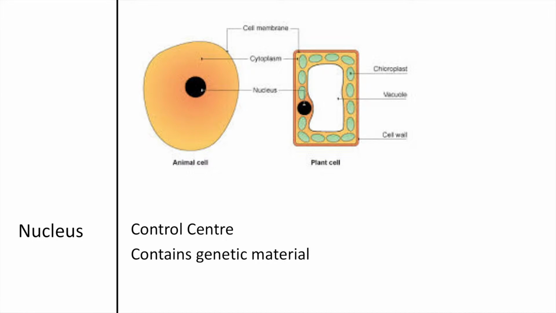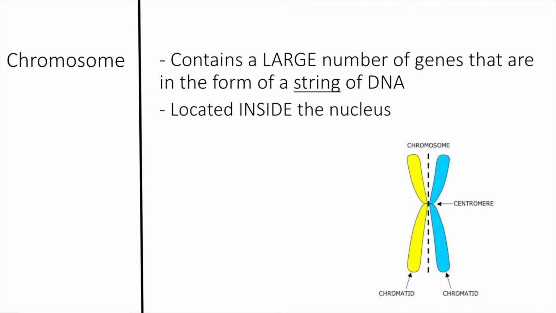So inside of the cell, you see this black circle, and this is the nucleus. The nucleus is the control center of every cell. It contains the genetic material. A chromosome is located inside the nucleus, and in this chromosome, it contains a large number of genes that are in the form of a string of DNA.